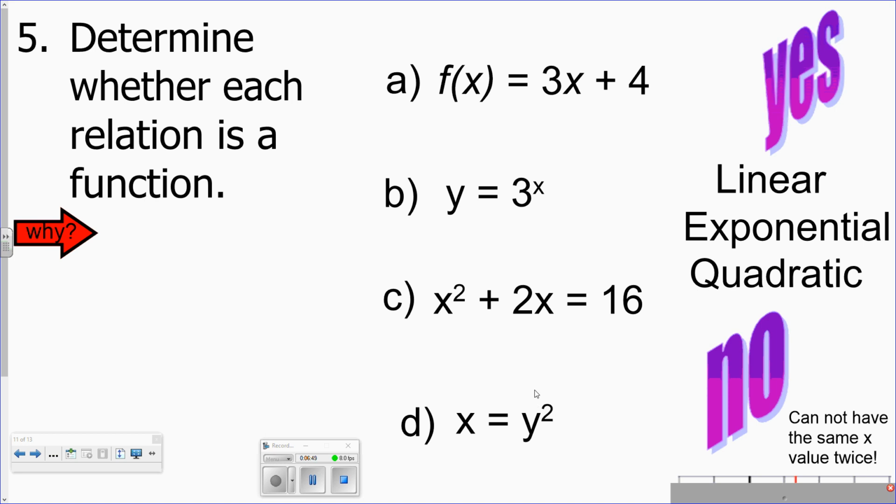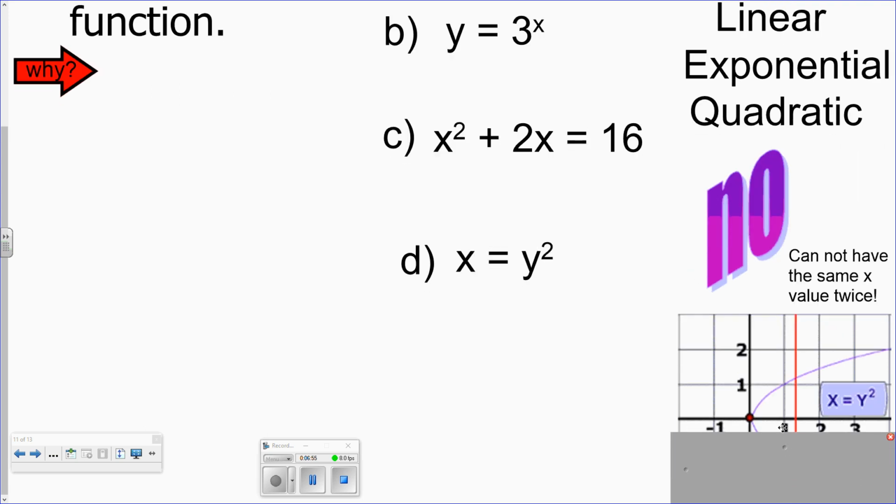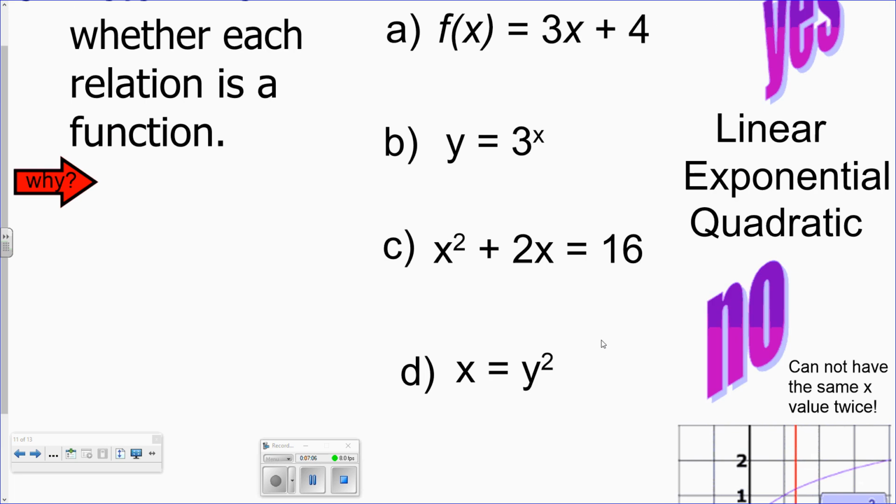It's this x equals y squared. If the y is squared, it's never going to be a function because what you're going to get is this shape down here. And what you'll see is that at this particular x, you have 2 different y values that go to it. You may be asking, why is this the case?